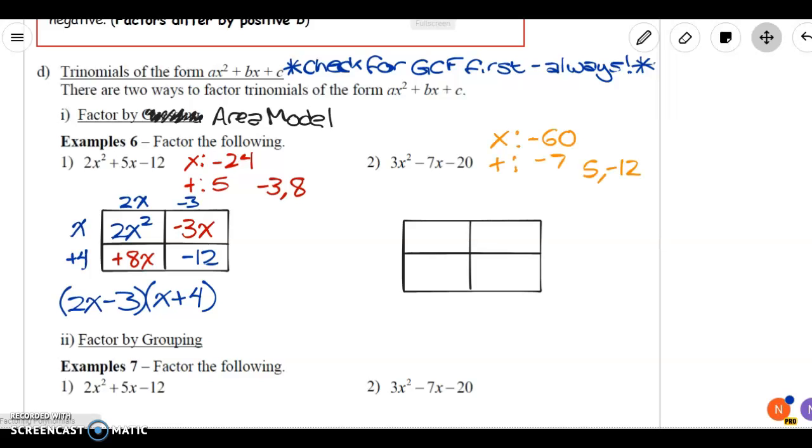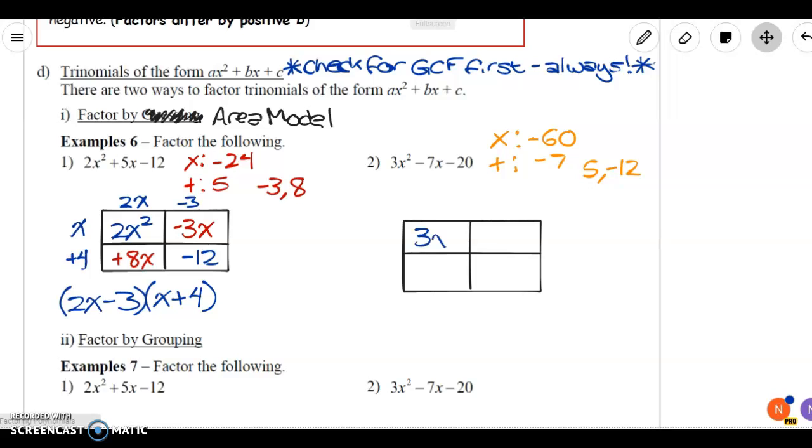Quick reminder, we want two numbers that multiply to 3 times negative 20. So two numbers with a product of negative 60. We want them to have a sum of negative 7. So we're going to have a 5 and a negative 12. You can refer back to the last video for help finding those if you need them. Once we have that, we're just filling everything in.